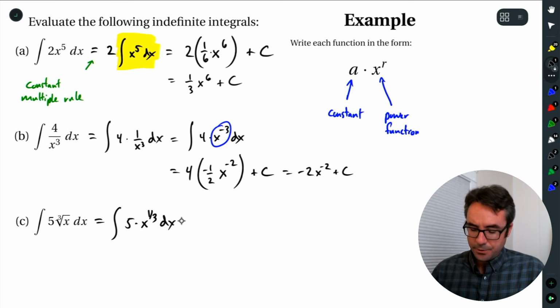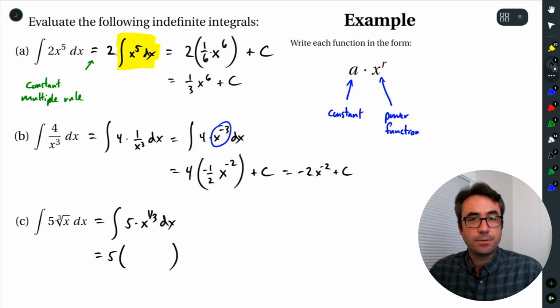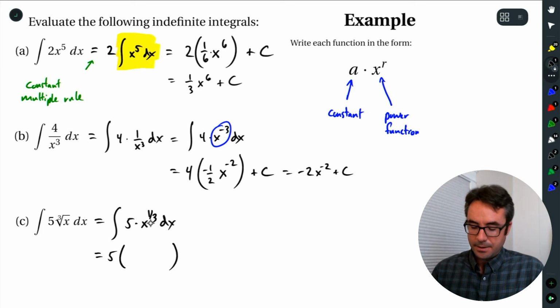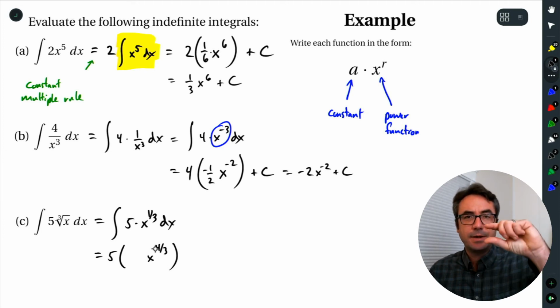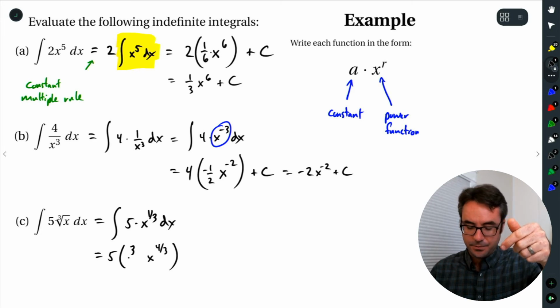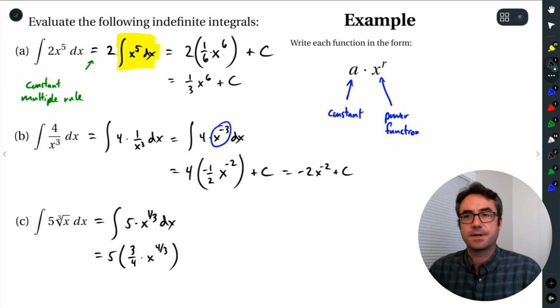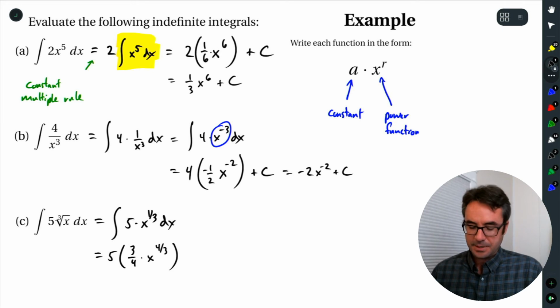All right, so what do we do? Well, this 5 is just going to stay in front. And we're going to worry about getting the antiderivative of x to the 1/3. All right, so our variable is x there. Let's add 1 to the exponent. So 1/3 plus 1 is going to be 4/3. Then we take this new exponent and we flip it. So 3/4 is going to go in front of the x there. Kind of sandwiched in between the 5 and the x.